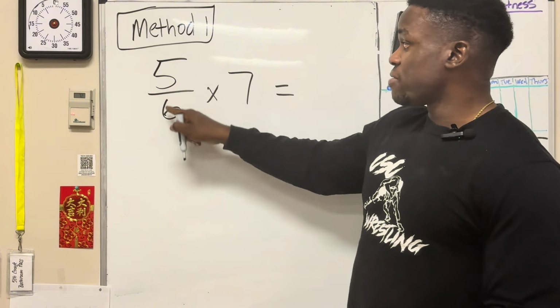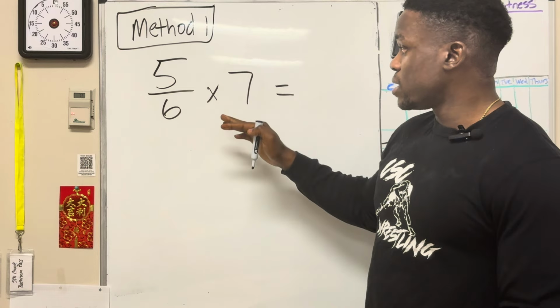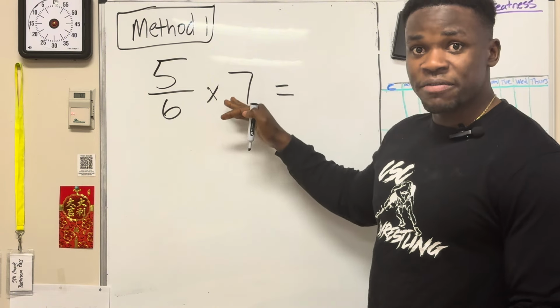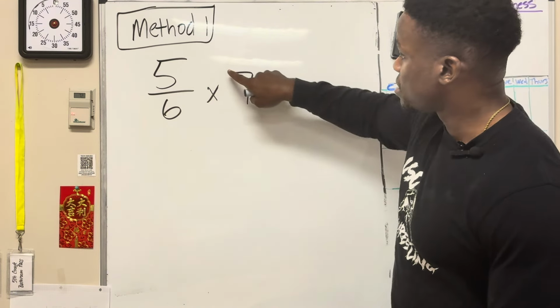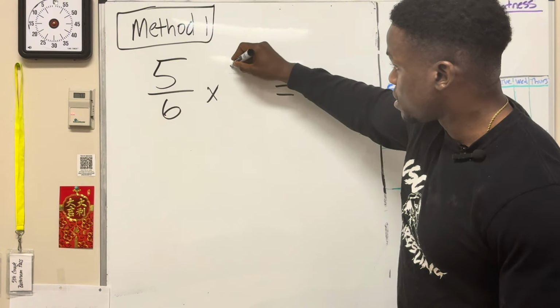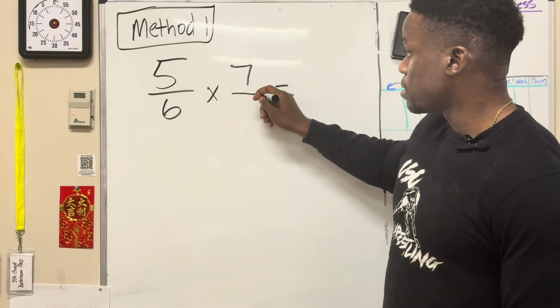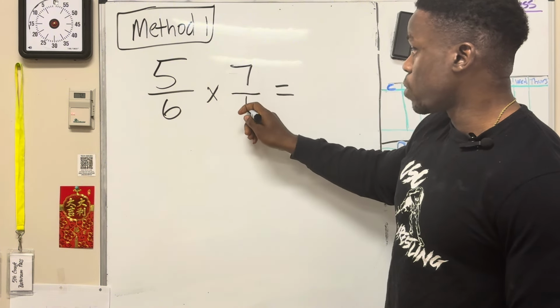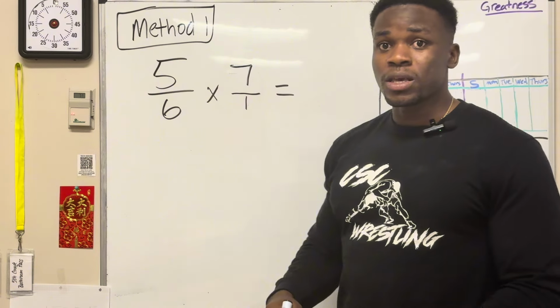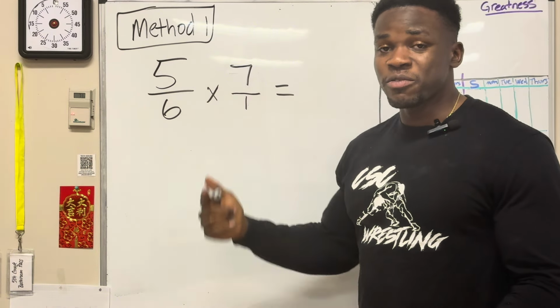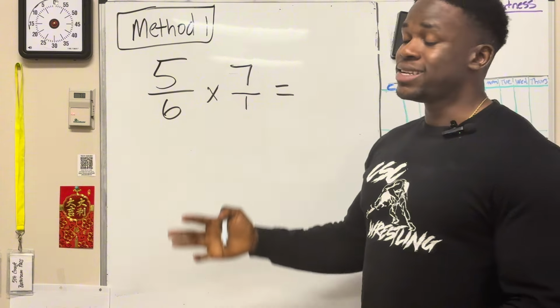So now we have 5/6. What I can do with this is make this 7 a fraction. The only way I can make this 7 a fraction is by keeping it at the top and turning it into a fraction as 7 over 1. The reason I put 1 at the bottom is that 7 divided by 1 is still 7. I didn't change the problem.